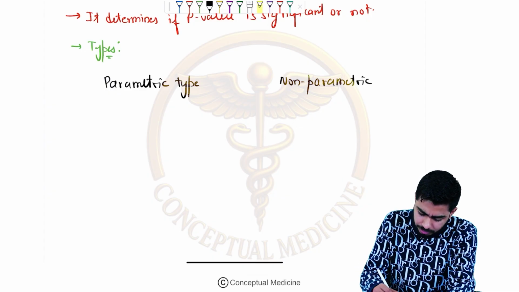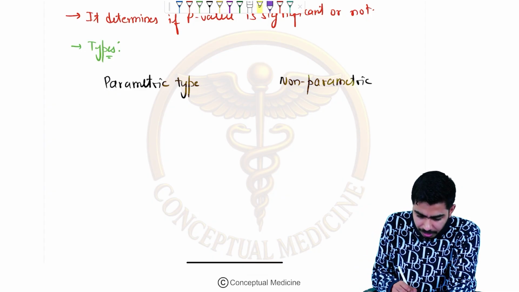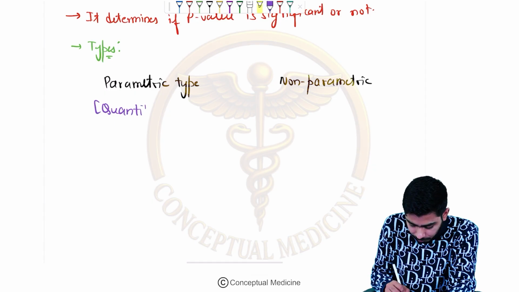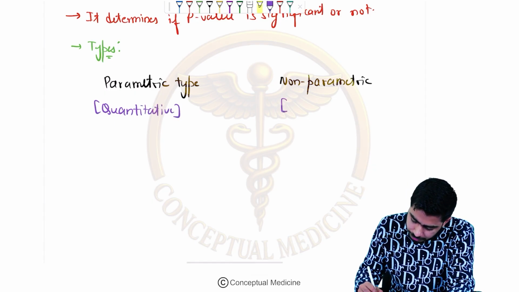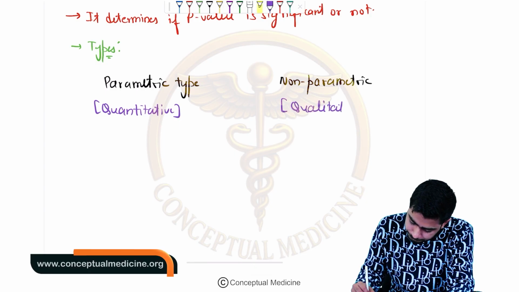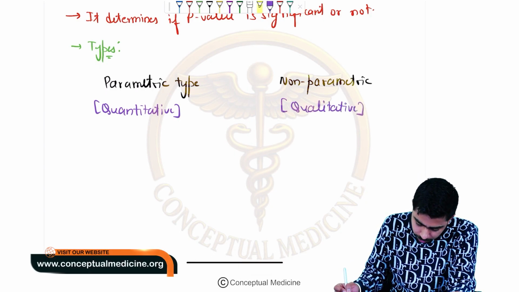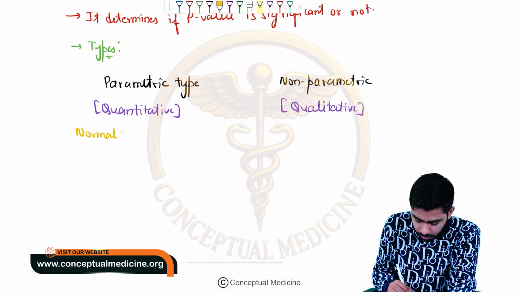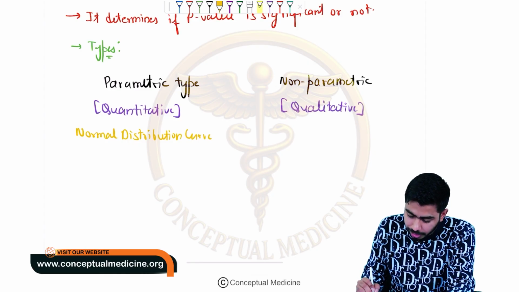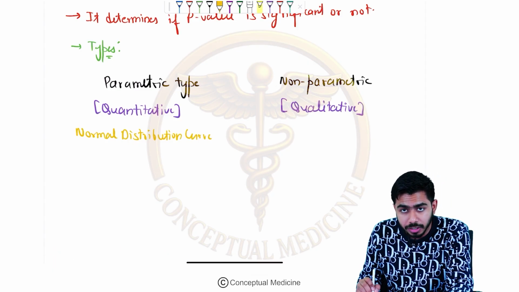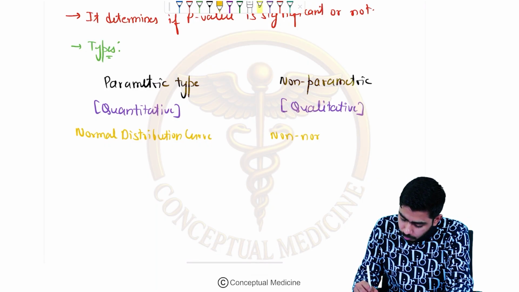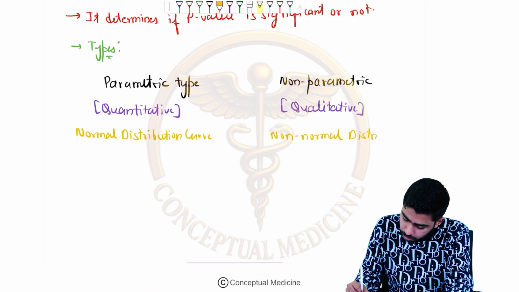If I compare, I shall probably say that parametric is also called the quantitative type, and non-parametric is called the qualitative type. In the quantitative category, the parametric category, we are talking about the normal distribution curve. Yes, we have already talked about that. And in the qualitative category, the non-parametric category, we are talking about the non-normal distribution curve.